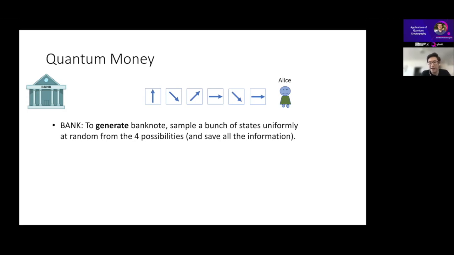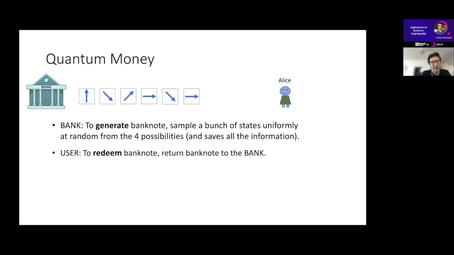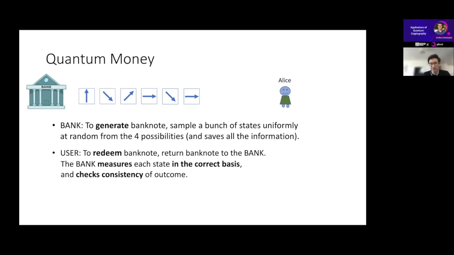Now, what does Alice do to spend the banknote, or rather to redeem the banknote? Well, Alice can simply return the banknote to the bank together with its serial number. The bank looks up in their database for the choices that they made. The bank then measures each qubit in the banknote in the correct basis and checks that it obtains the correct outcome. And if this is the case, it accepts the banknote, otherwise it rejects. So essentially, if Alice honestly returns the banknote that she received, the verification procedure will pass.